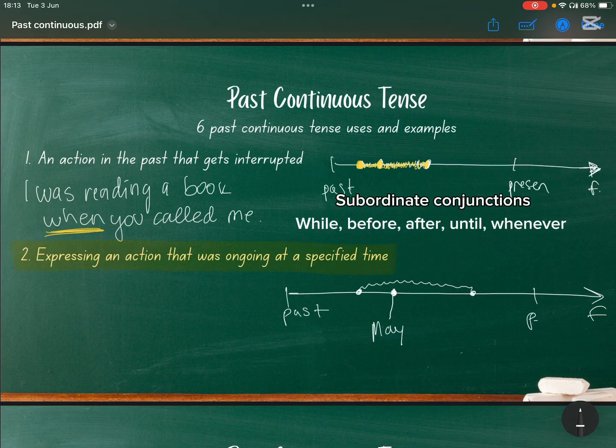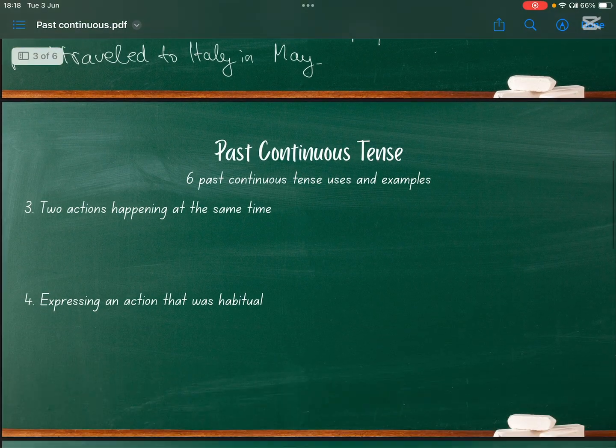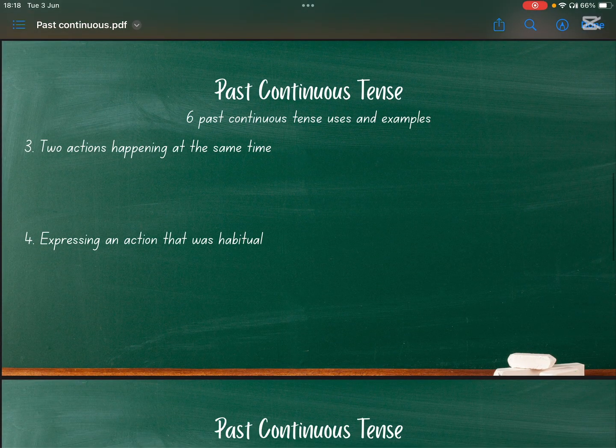Let's explain it better through an example. Past continuous tense, I was working as a cashier last May. Past simple sentence, I traveled to Italy in May. Going further, another common use of the past continuous tense is when we talk about two actions happening at the same time.